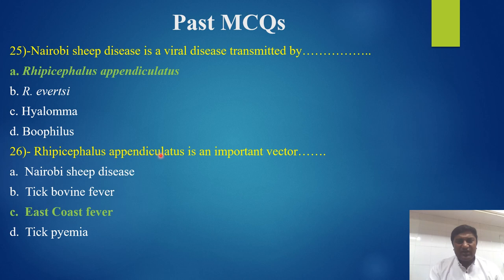Rhipicephalus appendiculatus is an important vector of dash. Nairobi sheep disease, tick-borne fever, East Coast fever, tick pyemia. So the East Coast fever is the best answer.